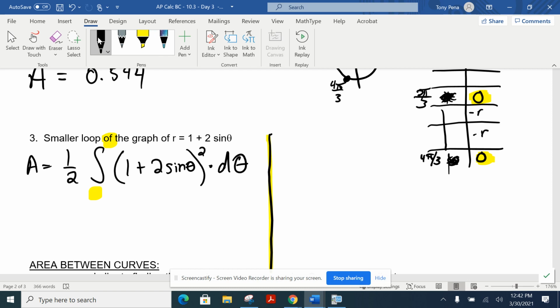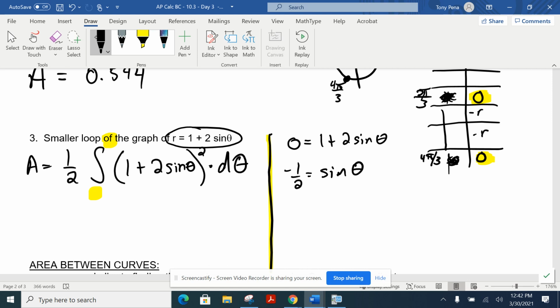Let's see what angles we got. So the loop gets us in with an r of 0, then we get a bunch of negatives, we get another r of 0 to get us out. So we're really just taking this equation and trying to figure out when did our radius have a value of 0.